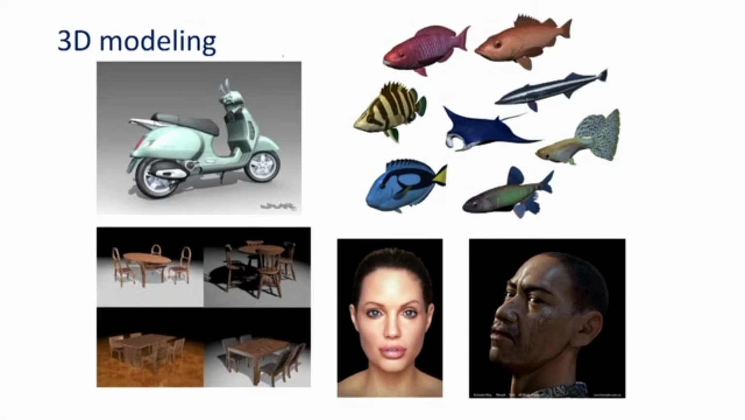So, here you can see this is an automotive model, then we have the furniture, and these are the 3D models for the animation industry, animation or the entertainment. So, gaming also comes here, so games are also part of this.